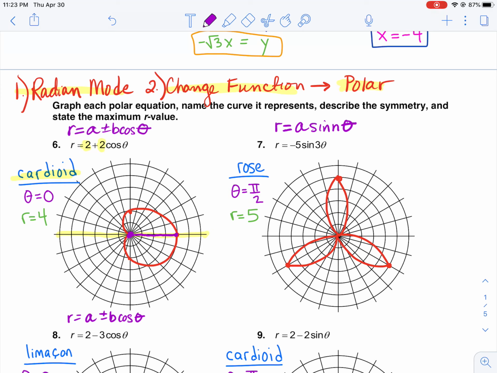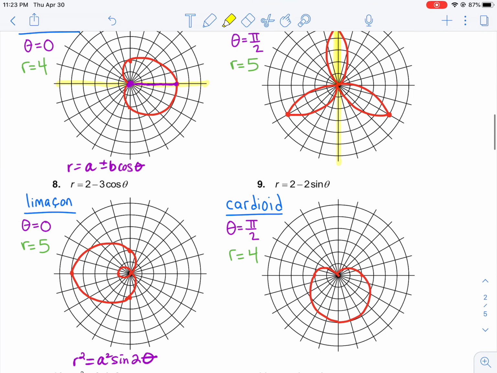Okay. Any equation that is in the form R equals A sine of n theta or R equals A cosine of n theta is going to be a rose. So we have a rose here. Here is the line of symmetry. That's theta equals pi over 2. The maximum R value is A, which is equal to 5. That's the length of the petal is 5.